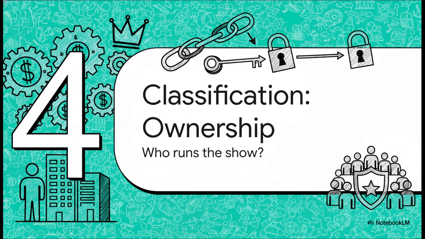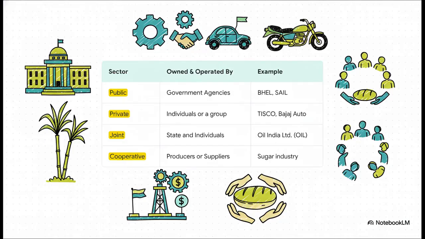This one is about a very simple question. Who owns the industry? Who is the owner? This is classification based on ownership. Now, here we have four main types. First is the public sector. These industries are owned by the government, like BHEL or SAIL. Then you have the private sector, which is owned by individuals or a group of individuals, like Tisco or Bajaj. Then there's a mix of the two, called the joint sector, where both the government and private individuals own the industry together, like Oil India Limited.